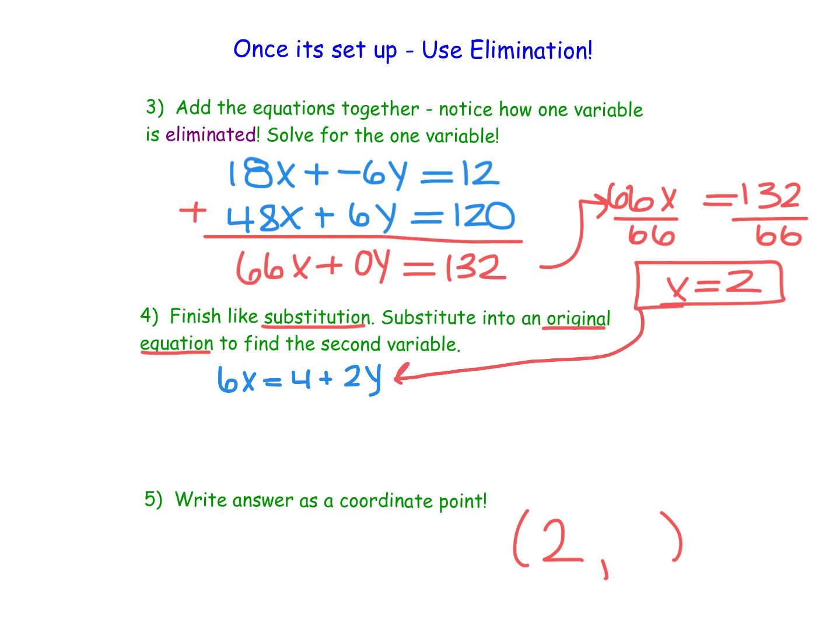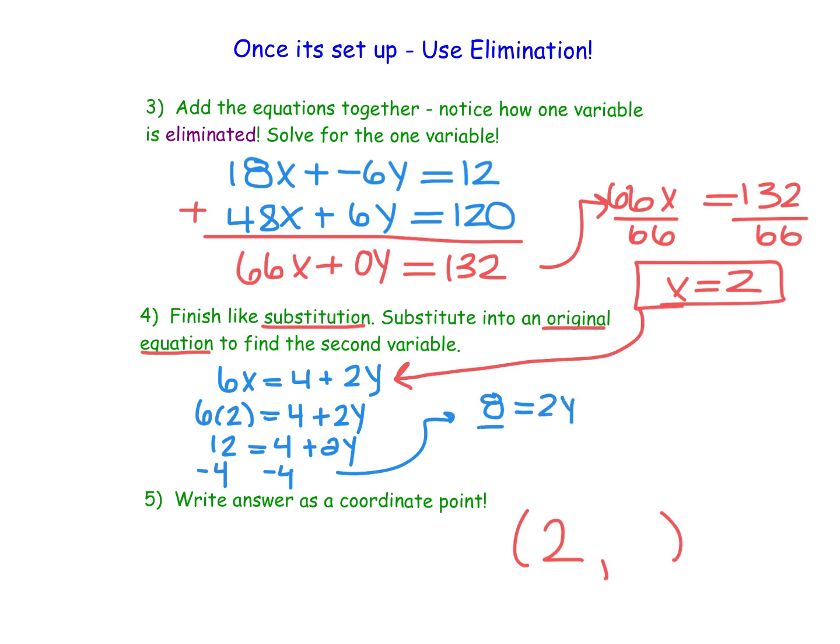So now I'm going to take my x value and substitute it in here in place of x. So I have 6 times 2 is equal to 4 plus 2y. I then find 12 is equal to 4 plus 2y. Subtract 4 from each side. So I end up with 8 is equal to 2y, divide both sides by 2, and I find that my corresponding y value is equal to 4.